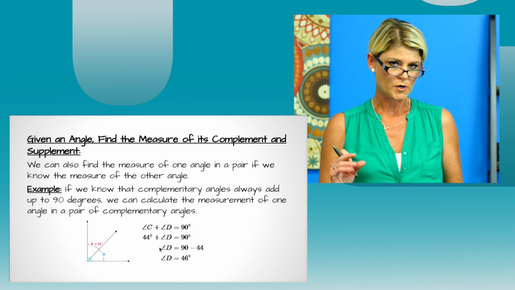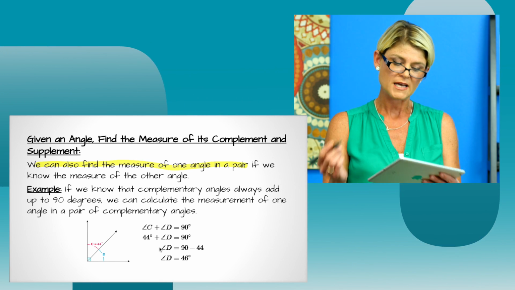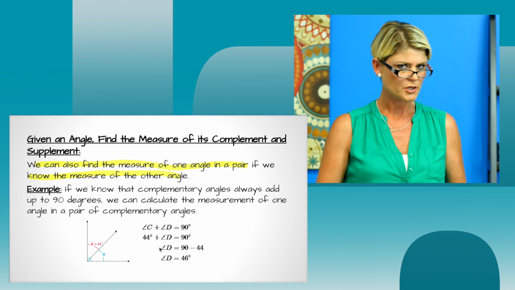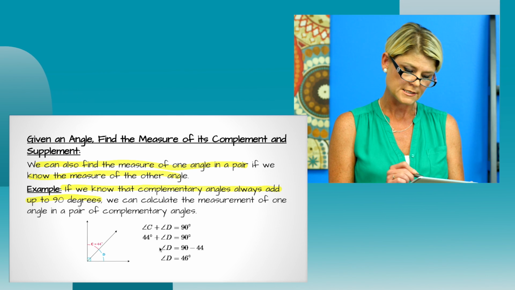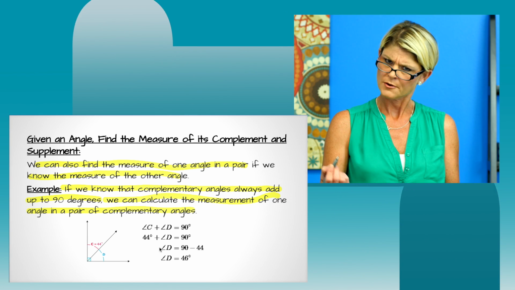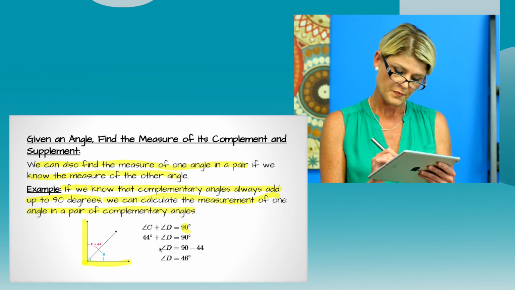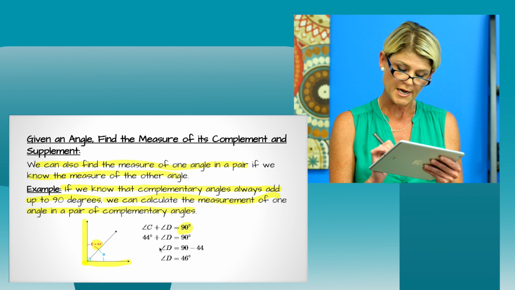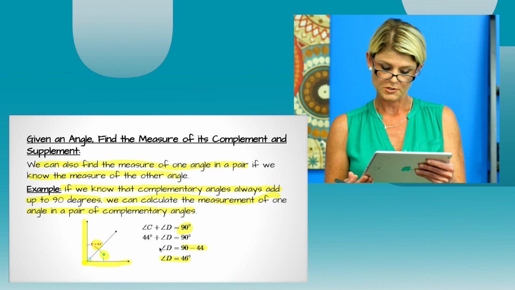Also really important to understand, and it's actually kind of cool when you see how this is done, we can find the measure of one angle in a pair if we know the measure of the other angle. Let me show you what I mean. If we know that complementary angles always add up to 90 degrees, we can calculate the measurement of one angle in a pair of complementary angles. How can we do that? Keeping in mind that this has got to equal 90 degrees, and you know that C is 44 degrees, it's pretty simple. All you need to do is subtract 44 from 90 to figure out that angle D is going to equal 46 degrees.